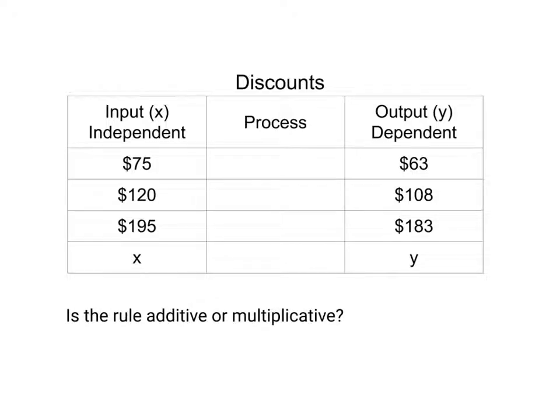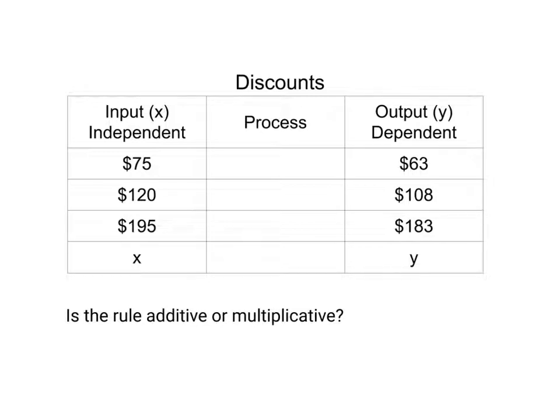So this is called discounts. The input, which is also the independent variable, and it's x, is 75 in the first one, and the output, which is also the dependent variable, which is y, is 63. So it went from a large number to a small number, so it has to be either subtraction or division.